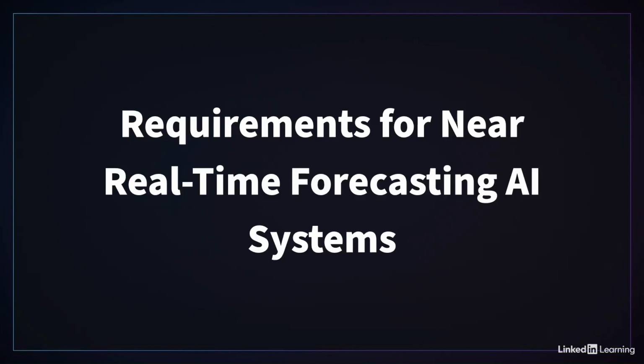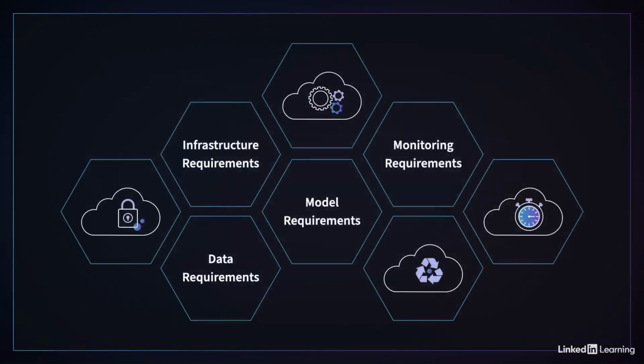Several things you need to consider. Among the various requirements, we'll focus on 4 critical aspects: infrastructure requirements, data requirements, model requirements, and monitoring requirements. Each of these play a crucial role in building a robust and reliable near-time forecasting system.